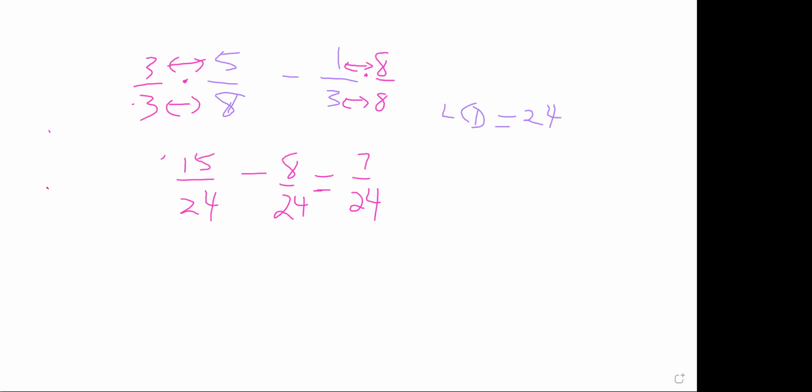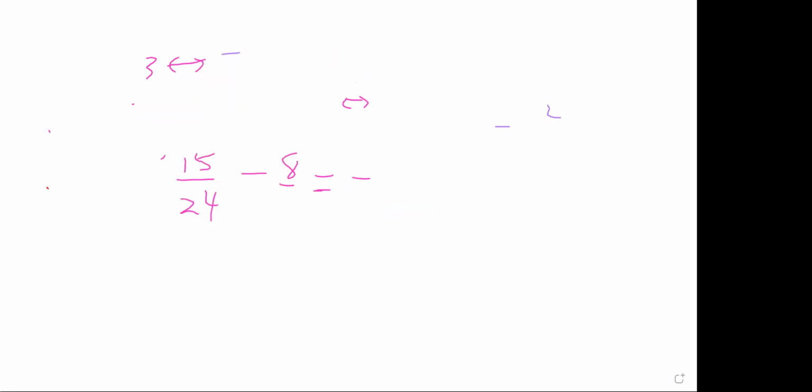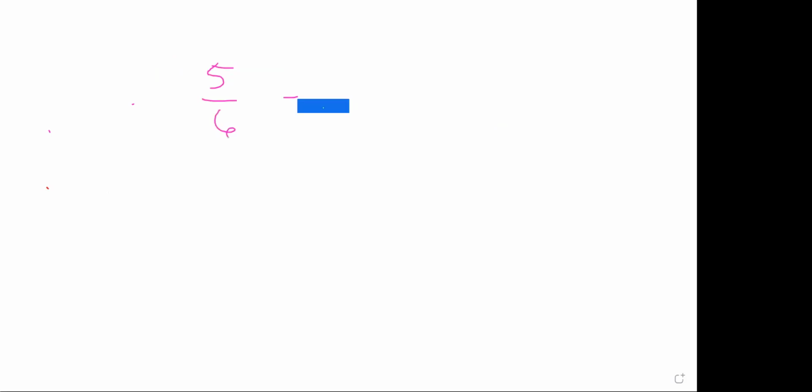Now, let me also try another example with 3 fractions. So let's say that we have 5/6 plus 1 over 2 minus 1/3. Wow, so I've got a plus and a minus in the same problem. That shouldn't scare you. You're still going to use the same principles. The first step is to find your LCD or LCM for the denominators.